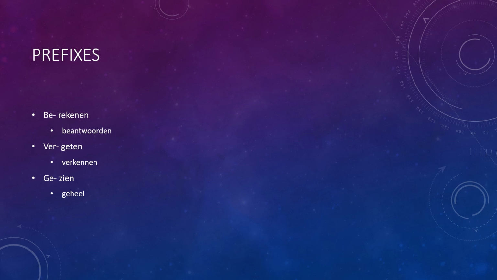Gezien is the same. So ge added to words, let's say, for example, a verb. We can identify, okay, ge, it will be pronounced in a doffe way. So gezien, not gezien.